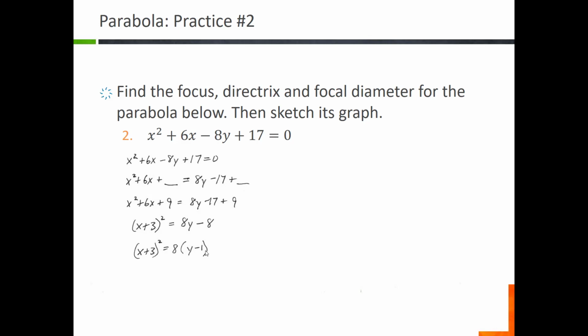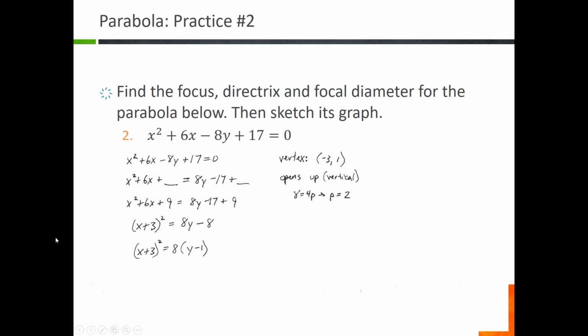From that equation, we should be able to figure out several things. We should be able to figure out that the vertex is at (-3, 1). We should be able to figure out that the graph opens up. It's vertical because it's x squared, and because the 8 is positive, it opens up. Had 8 been negative, it would have opened down. Had it been the y that was squared, it would have been horizontal.